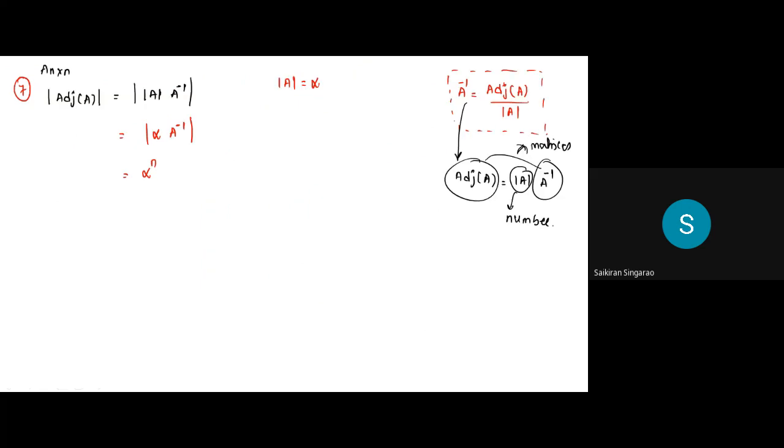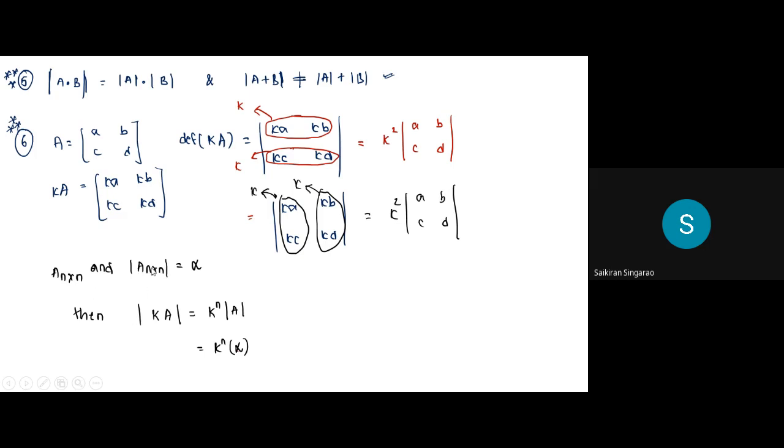Here in place of K, alpha is there. Alpha is just a number. Now alpha is trying to come out of this determinant. So whenever alpha is trying to come out of the determinant, whatever the order of the matrix is, that power will come here. Are you understanding this? If A is an n cross n matrix and from the determinant of Ka I want to get K outside, I will get K power n. Why? Because A is an n cross n matrix.